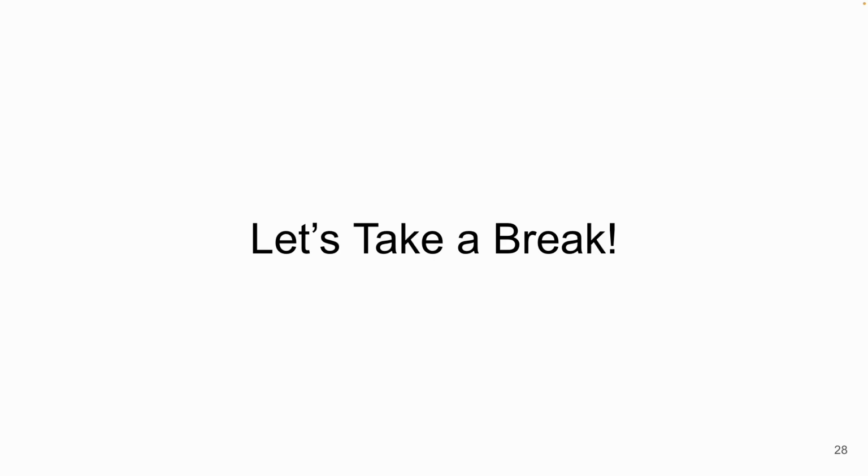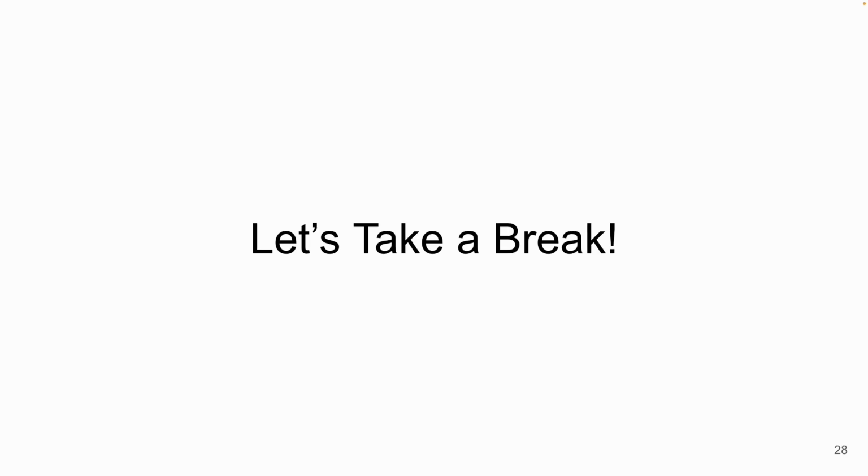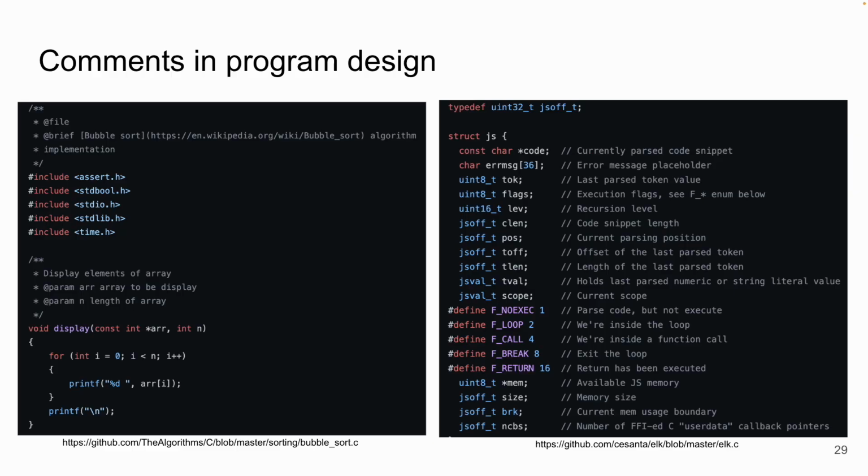So before the break, we introduced the general forms of a program, and we introduced the three key features in any C code. And after the break, the first topic I want to talk about is a very important thing, although it won't influence the outcome of your code. But this is a very critical thing that I really want to introduce, that is comment.